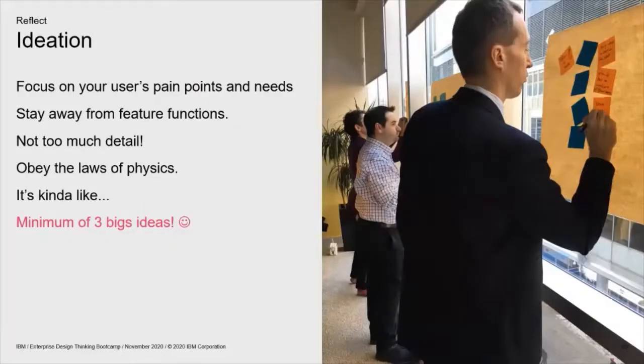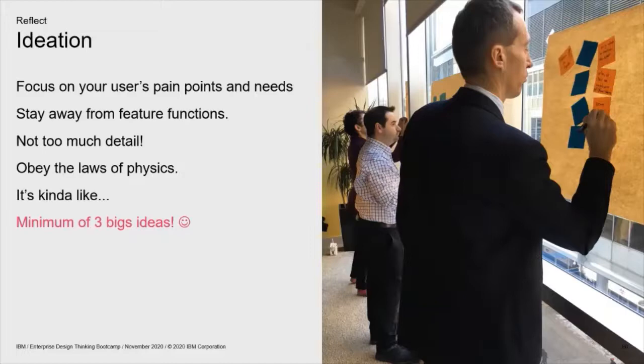So you're focusing on your users' pain points. You're trying to stay away from feature functions. You don't want to go into too much detail, and you want to be obeying the laws of physics, right?